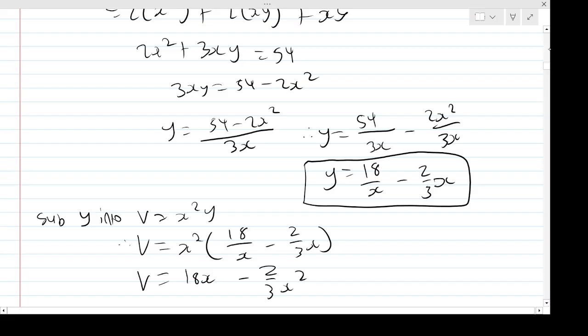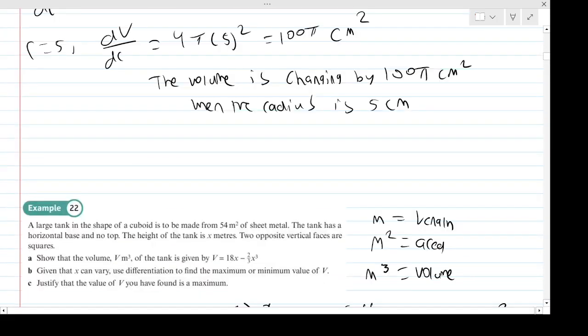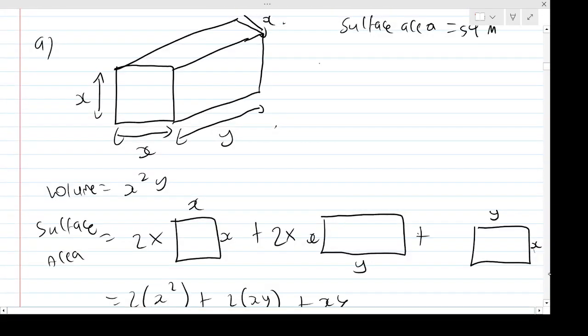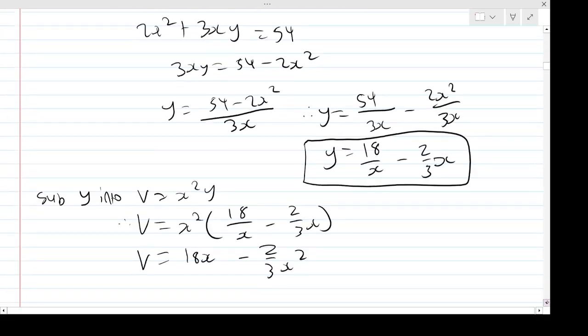And hopefully that matches the answer. Right? Yes, 18x minus 2/3 x cubed. Cool. Okay, part A. There we are, we got there. So that is my expression they wanted.